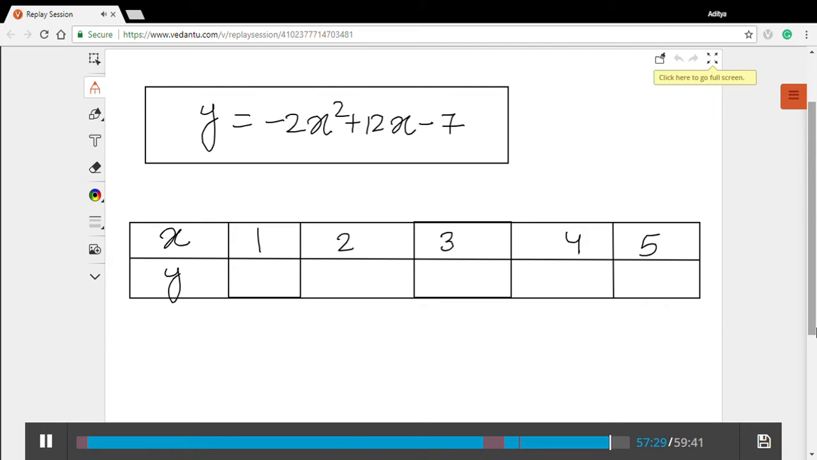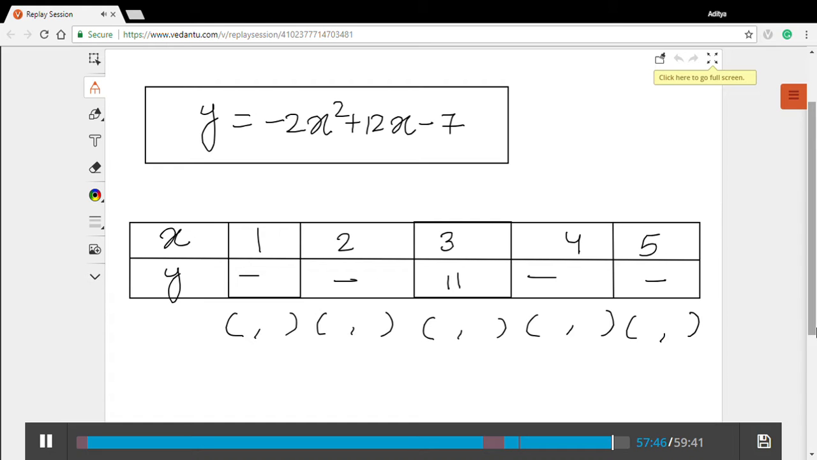We already have calculated at 3. For other values of x, we can have some values, right? Once we substitute these values in the equation, we'll get the ordered pairs or the coordinates.